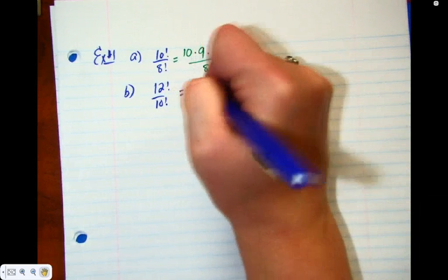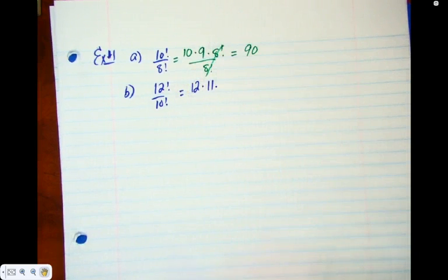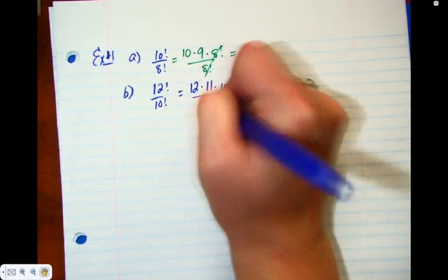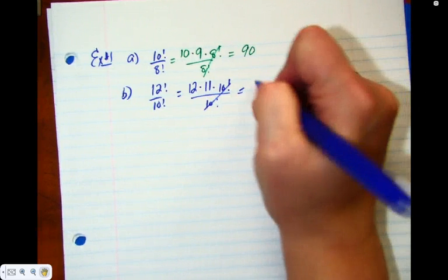Starts with 12 times, and that's where I want to stop. Why do I want to stop at 10? Because it cancels with the bottom. 12 times 11.